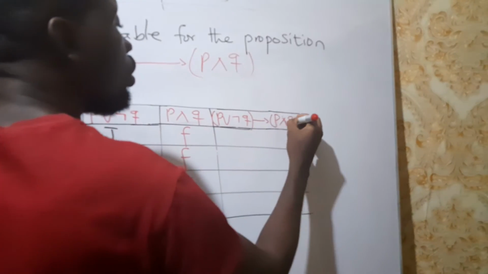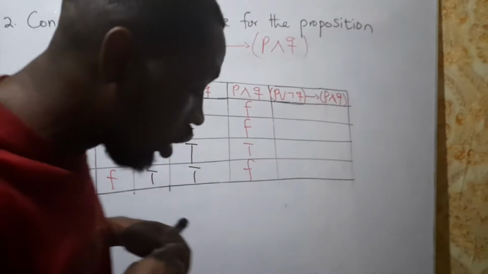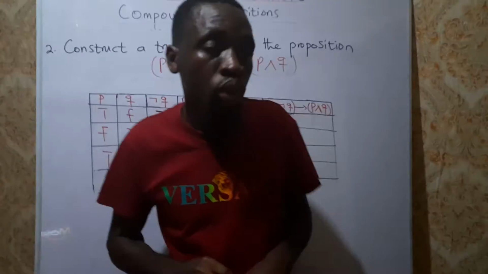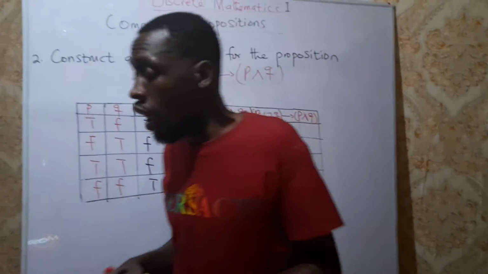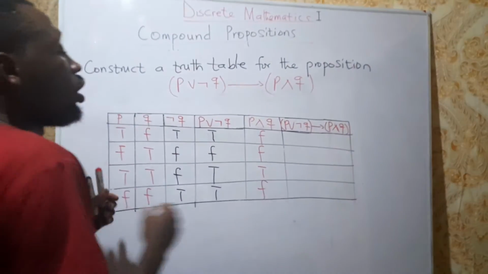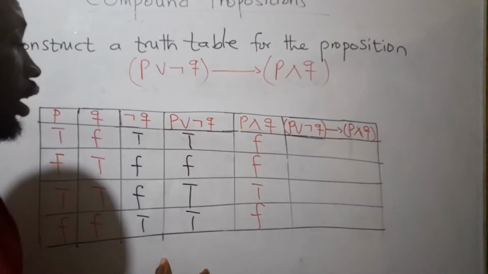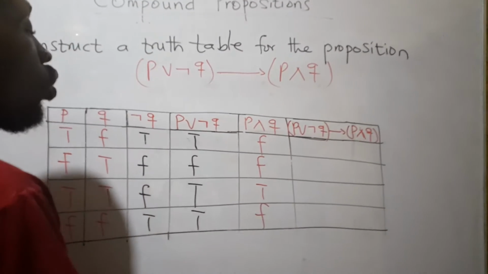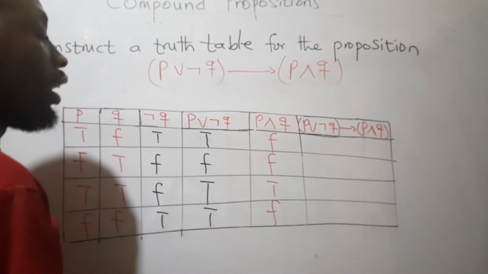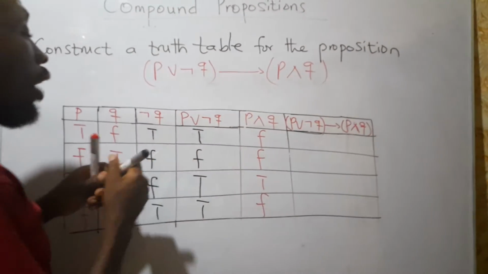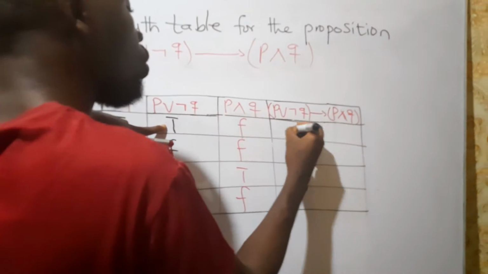P conjunction Q. And remember, a conditional statement is only false when the hypothesis is true and the conclusion is false, and true otherwise. So in this case, this becomes our hypothesis and this becomes our conclusion. We will check when the hypothesis is true and the conclusion is false, then the statement is false and true otherwise. So this is true and this is false, it becomes false.